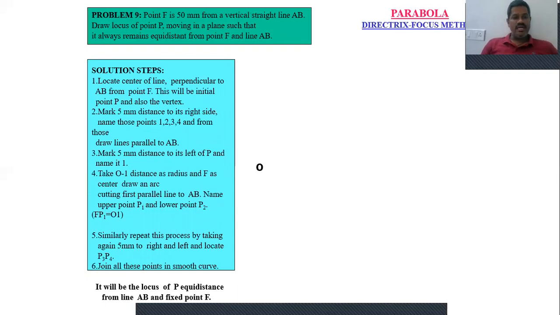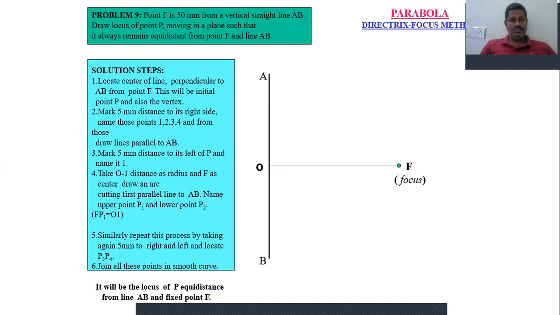Locate the center line. Then draw a vertical line and name that vertical line AB. Then draw a perpendicular to line AB, and on this line mark a point F at a distance of 50 mm from O. Then divide OF, because it is a 50 mm length line, into 5 equal divisions, because this is a parabola and we need to locate the vertex.